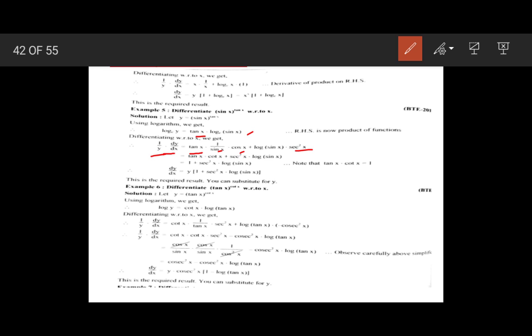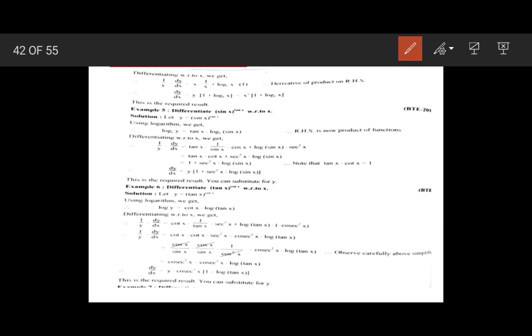Okay. So finally what am I getting? I am getting 10x into cot x plus sec square x into log sin x. Okay. So that means 1 upon y dy upon dx equals that. Finally dy upon dx, I am taking this 1 upon y to the right hand side. So that will be y into (10x cot x plus sec square x log sin x). This is the required derivative. Okay.